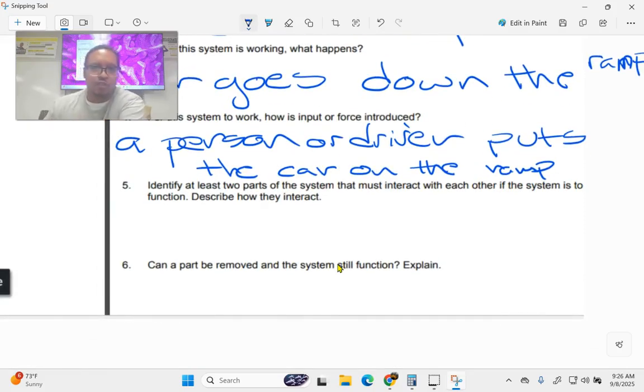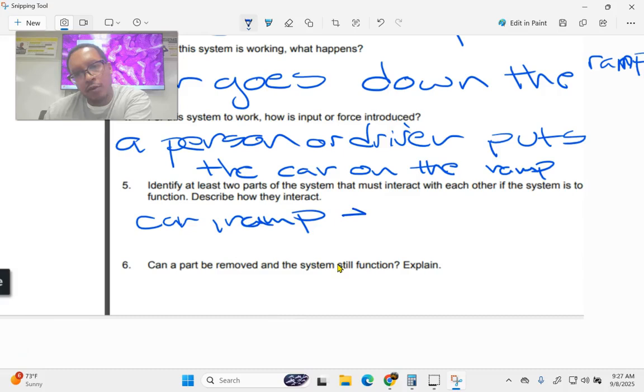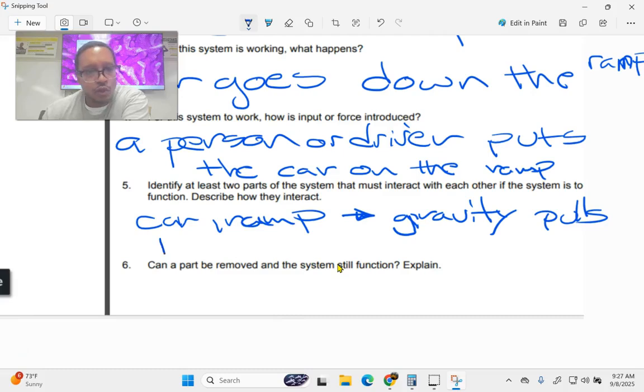if the system is to function. Now, I would say car and ramp, right? And I would say gravity. I'm going to put a little loop on my G. Gravity pulls the car down the ramp. Or you could say the car rolls down the ramp. Right? You could say something like that.